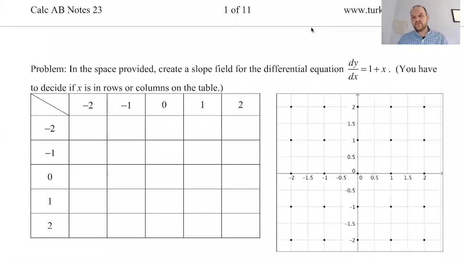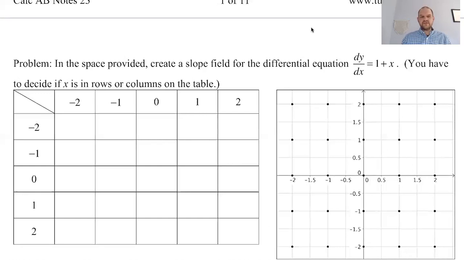There's a lot going on with these, and let's see if we can do this. So first thing we have to do here is decide if x is in rows or in columns, and then if y is in rows or in columns. I'm going to say that x goes in rows because I feel like x is horizontal. I'm going to put x here and put y here. All right, now our differential equation in this case is this. So dy/dx is 1 plus x.